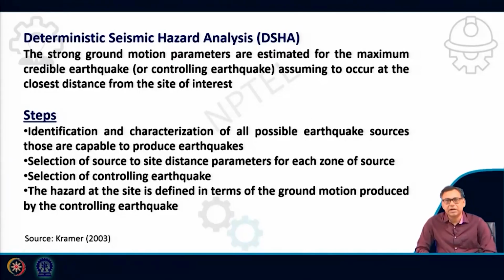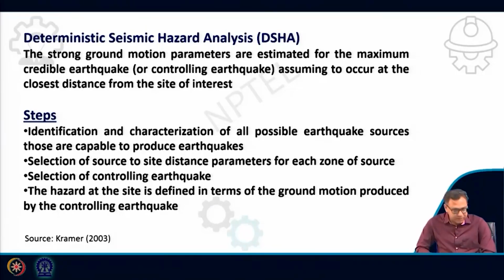Now what is deterministic seismic hazard analysis? The strong ground motion parameters are estimated for the maximum credible earthquake or the controlling earthquake, assuming it occurs at the closest distance from the site of interest. So, for deterministic seismic hazard analysis, strong ground motion parameters are estimated for a controlling earthquake. That means first we have to identify a controlling earthquake, and that will possibly be assumed to occur at the closest distance from the site of interest. Later I will show one example problem.